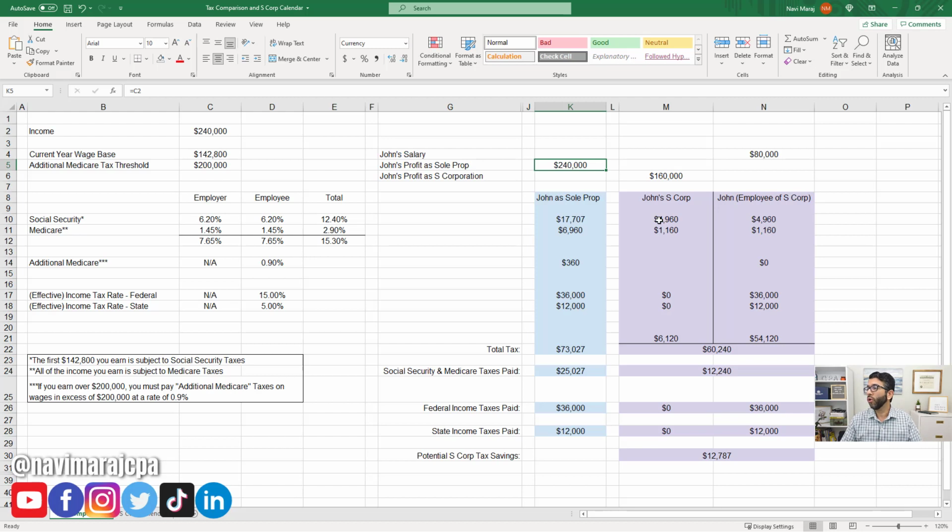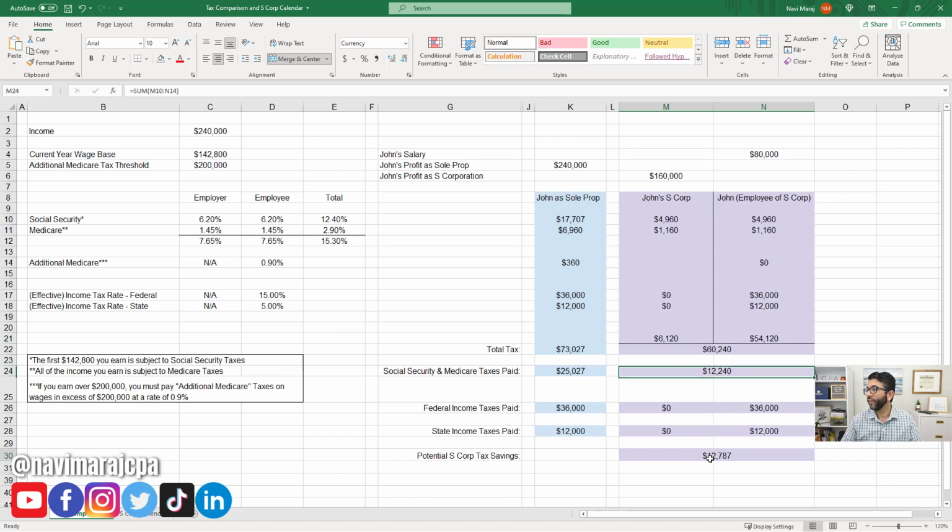pays this, and the S corporation itself pays half. So the total amount of self-employment taxes, in this case, they call it FICA taxes when you're an S corporation, is what's the sum here? $12,240 paid in Social Security and Medicare taxes. All right. Compare that to what it was like as a sole proprietor. So you can see it here, $25,000 as a sole proprietor. But if you elect the S Corp strategy, you would pay $12,240.